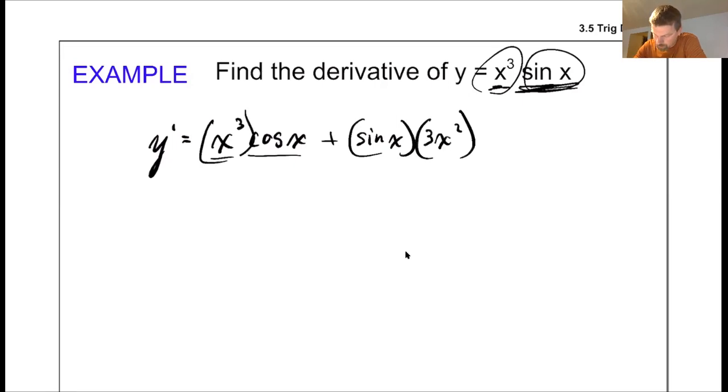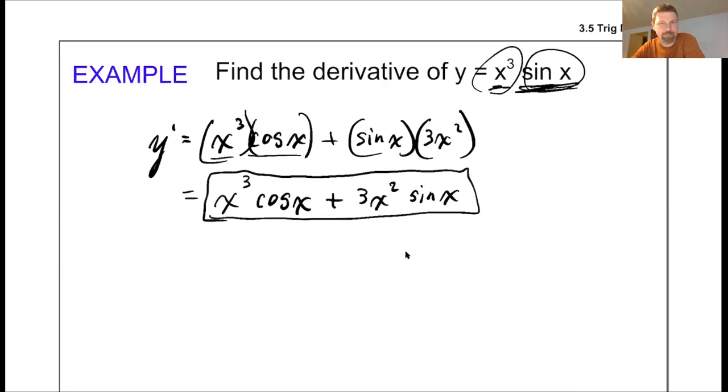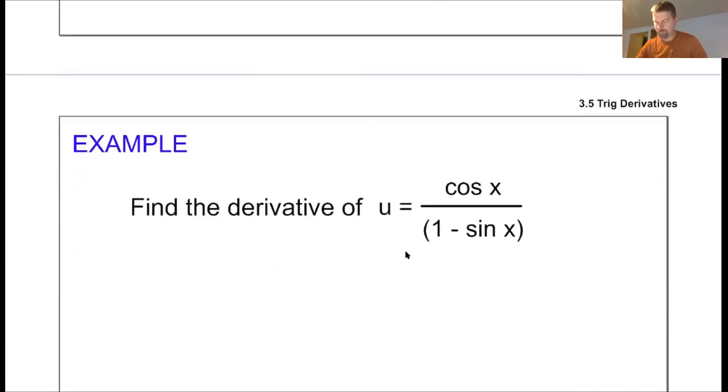I could put parentheses around here. It makes no difference. If I wanted to have nice math manners says you should normally put the variable first and the trig function second, because then you don't need those parentheses. So then I could write this. I could put that 3x squared first and the sine of x second, and then I don't need the parentheses. It makes sense either way. That's fine. Let's go to another example.